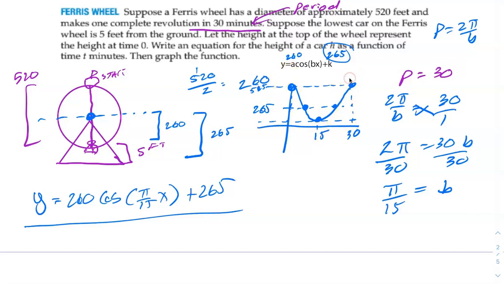And if I ask a question like, what's your height at, I don't know, 5? Well, there's 5, just follow the graph. Whatever that is, that'll be your height at 5 minutes. So stuff like that.